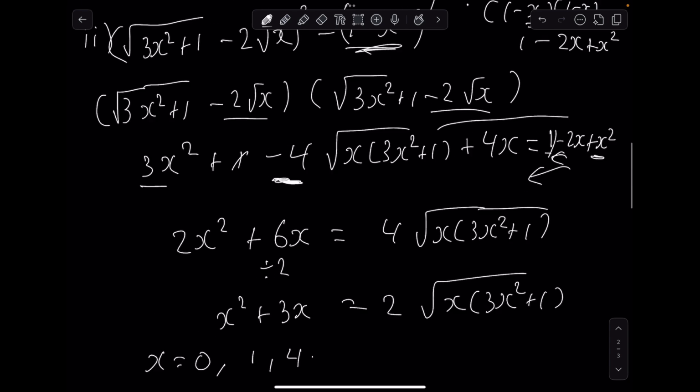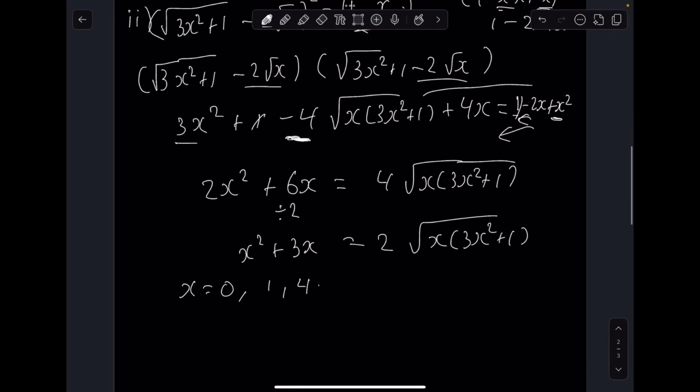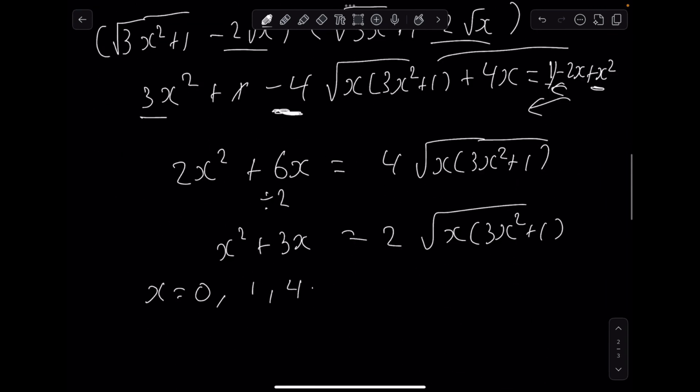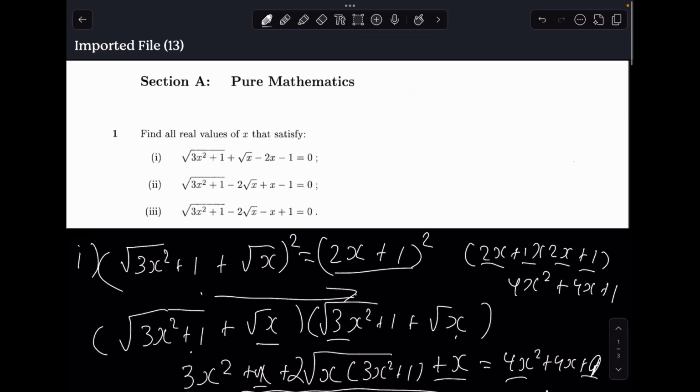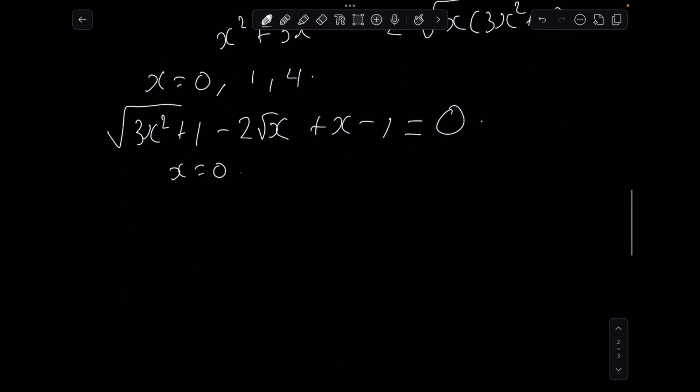So let's write it out again. So it's root, and so that equals 0. So now let's sub in each. So let's sub in x equals 0 first and see if it works. So it's root of 3 times 0 plus 1, so just 1, minus 2 times 0 is minus 0, plus 0, minus 1. So root of 1 is just 1, so it's 1 minus 1, right, which is 0. So x equals 0 works.